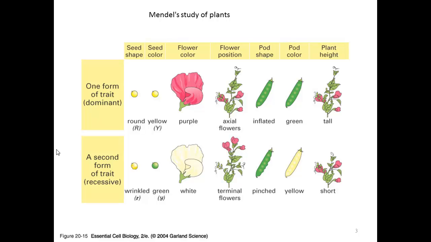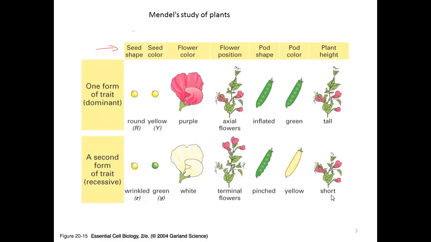Mendel chose to study 7 characteristics of pea plants, which happen to have a lot of variation, and those 7 are listed here on the top. Seed shape could be round or wrinkled. Seed color could be yellow or green. The flower color could be purple or white. The flower position could be axial or terminal. The pod shape could be inflated or pinched. The pod color green or yellow. And the plant height could be tall or short. So these are 7 traits.